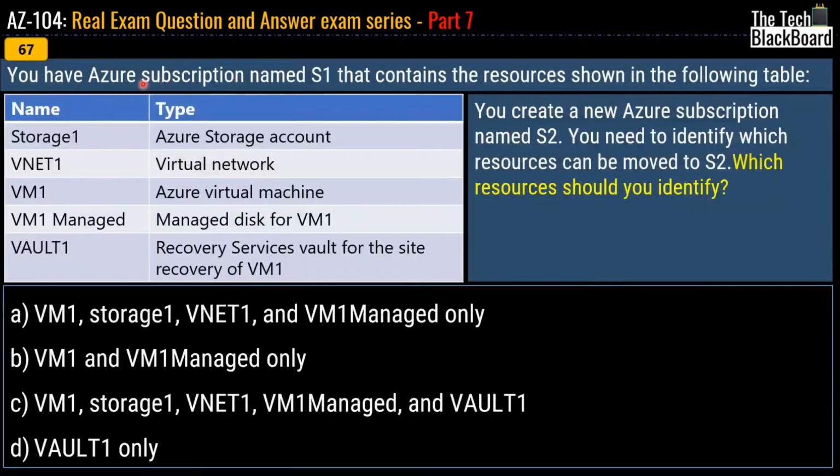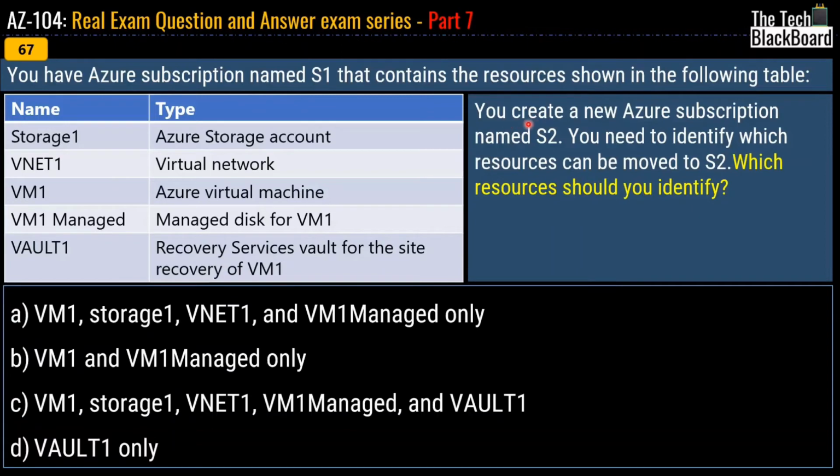Moving on with question number 67, it says that you have an Azure subscription named S1 that contains resources as shown in the following table. Now you can see we have the name of the resources here, and then the type of the resources here. Starting off, we have Storage 1, which is an Azure storage account. Then we have VNet 1, which is a virtual network. Moving on, we have VM1, which is an Azure virtual machine. And then we have VM1 Managed, which is a managed disk for VM1. And then we have Vault 1, which is a Recovery Services vault for the site recovery of VM1.